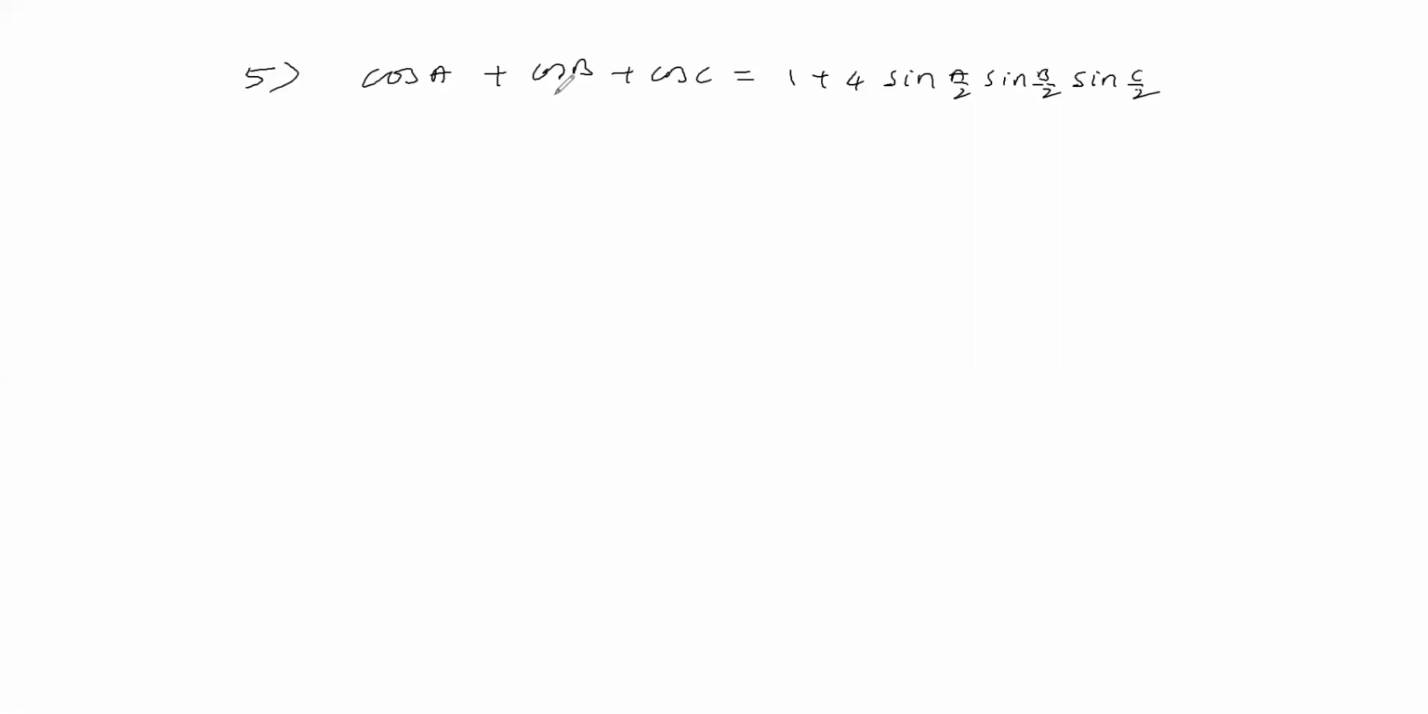We are going to discuss the fifth identity, a conditional identity: cos A + cos B + cos C = 1 + 4 sin(A/2) sin(B/2) sin(C/2). So, the proof for this expression.